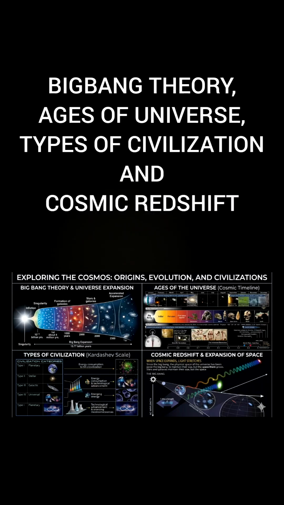3. Mapping the large-scale structure. By measuring the redshift of millions of galaxies, researchers have created 3D maps of the universe, revealing the cosmic web of filaments and voids. 4. Dark energy. In the late 1990s, observations of redshift in distant supernovae revealed that the expansion of the universe is actually accelerating, leading to the discovery of dark energy.